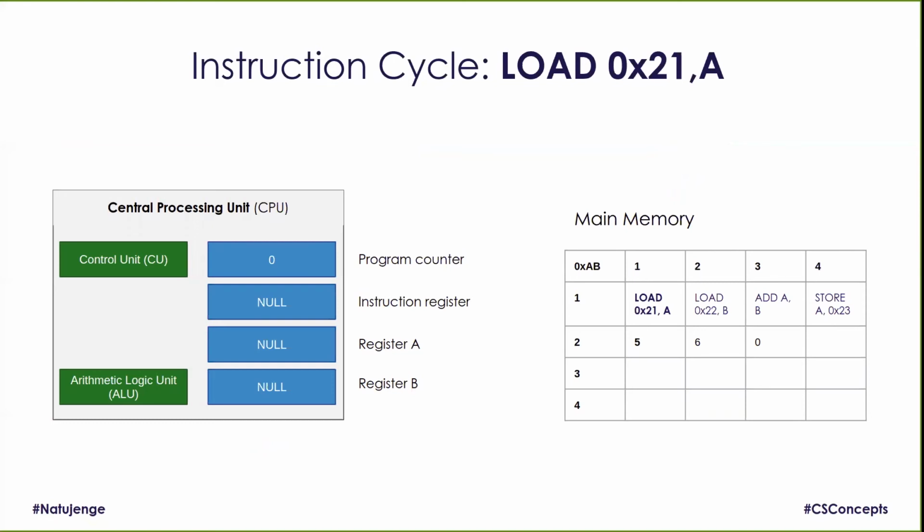So the first thing is we have the CPU and the registers: the program counter, the instruction register, A and B. And in memory, we have the whole program stored there. And we also have the data, where location 21 stores 5, 22 stores 6, and 23 has 0.